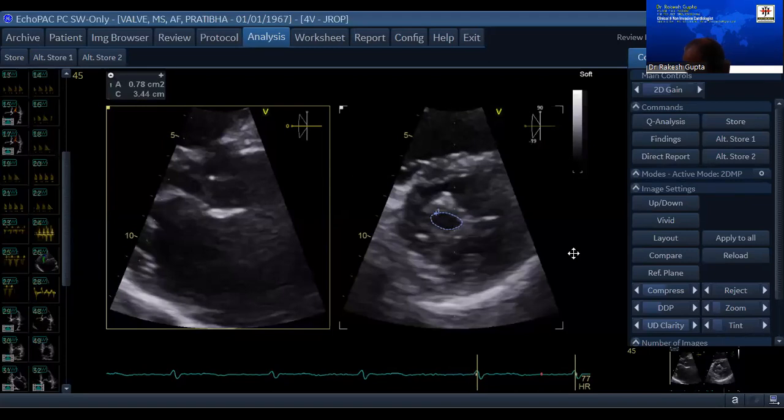Dr. Ranjit Shankar. Yes, sir. Dr. Ranjit, what else you look for in mitral stenosis?